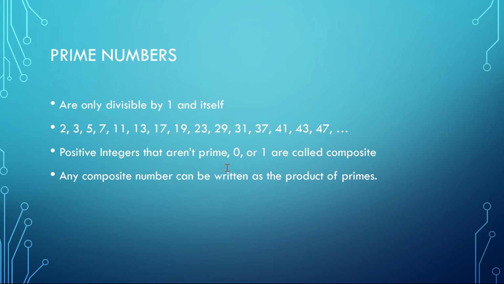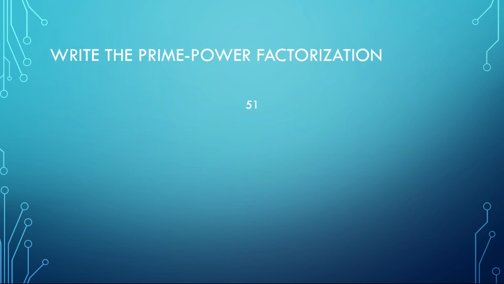Positive integers that aren't prime, so aren't one of these numbers, 0 or 1. If it's not in this list right here, then it's called composite. So the first composite number would be 4, because 4 would be 2 times 2, okay? And any one of those composite numbers can be written as the product, or the multiplication, of primes, okay? With that said, let's go over a few examples of writing the prime power factorization of some numbers.